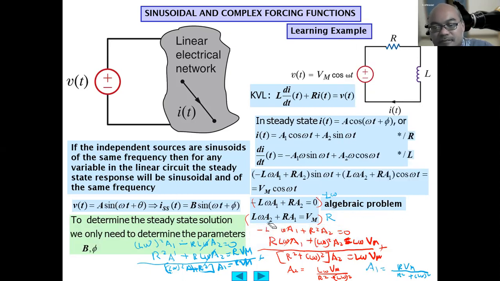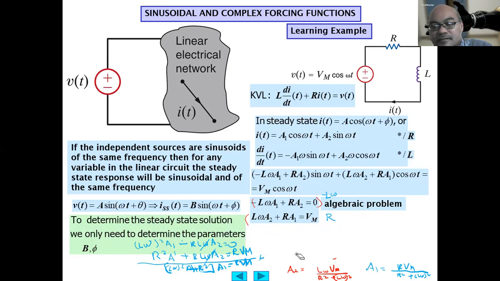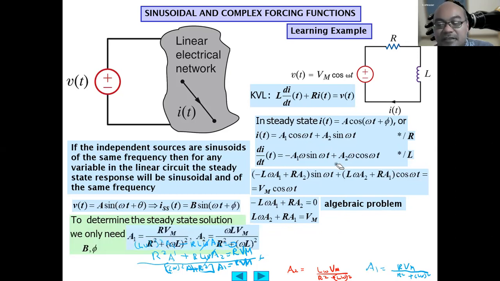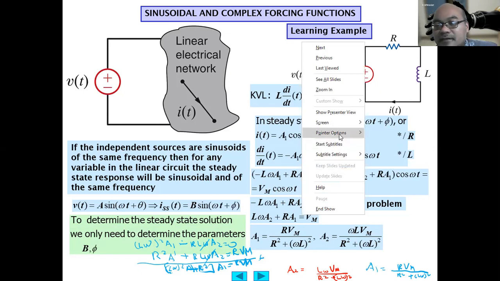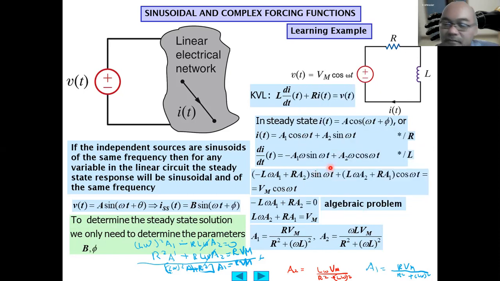Let's erase first this. Sometimes you need to try yourself to derive the equation. In that case, then you will have more certainty. So A1 here is correct. R Vm divided by R square plus omega L square. A2 is this one. Omega L Vm divided by R square plus omega L square. So our answer is correct. It is good if occasionally you try to derive the formula yourself so that you know where it is derived from.